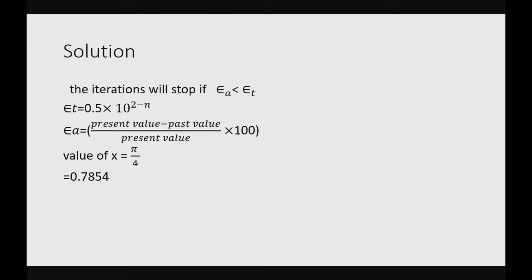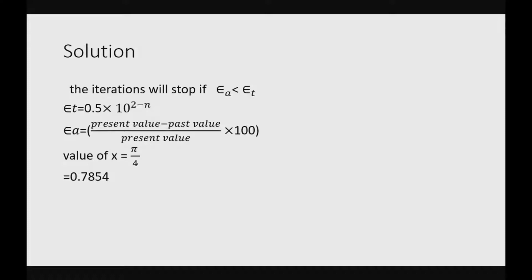In the program, the iterations will only stop, or even if you chart it down, it will only stop if E sub a is less than E sub t. But as long as E sub a is greater than E sub t, it will never stop. E sub t is a constant, or it has a formula: 0.5 times 10 to the power of 2 minus n, where n is the n in the Maclaurin series.